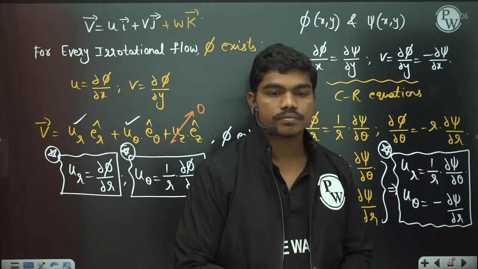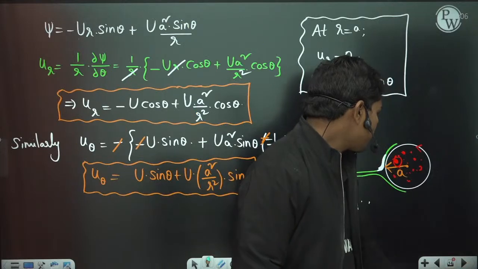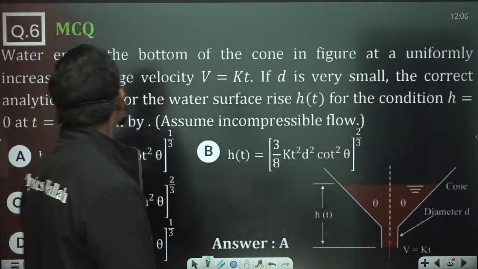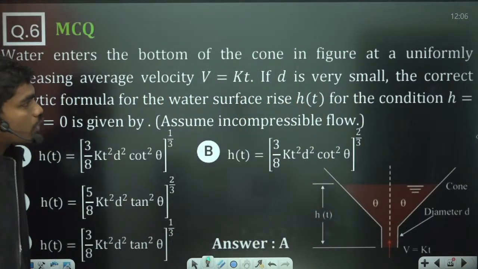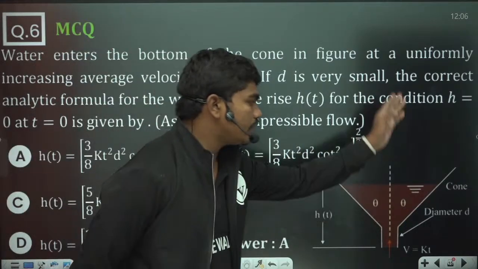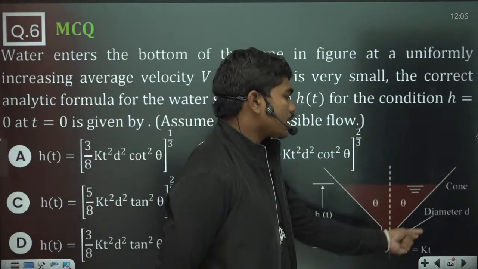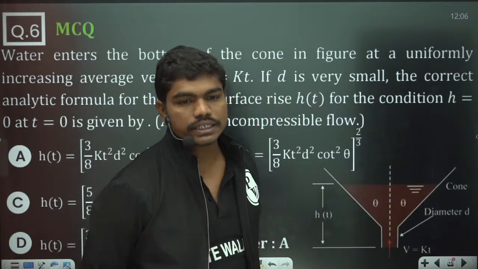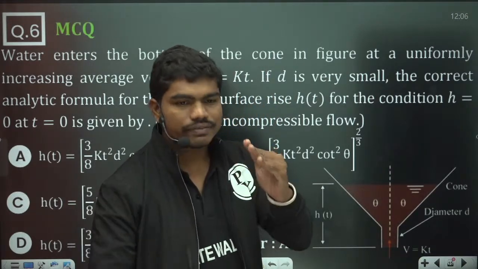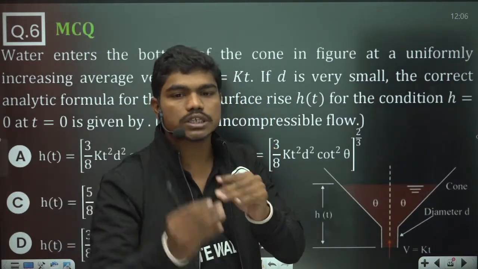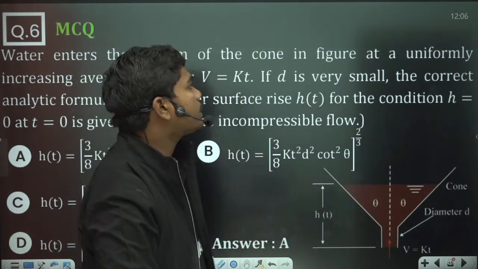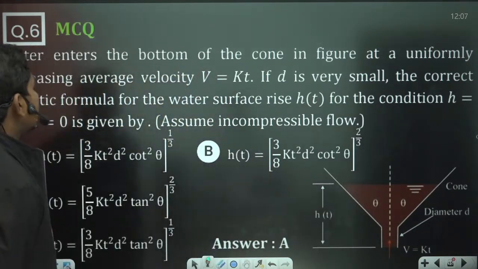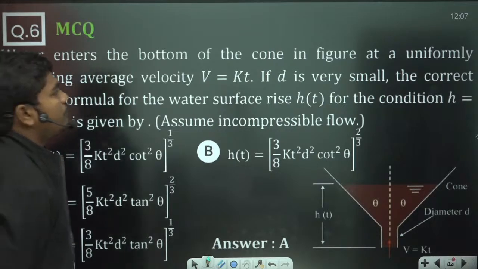So let's go for the next question quickly. If you see, there is a cone. Water enters the bottom of the cone in the figure. There is some small opening of diameter d. Means there is a small hole of diameter d, as if the cone has been slightly cut at the tip so that there is an entry for the fluid. The water enters the cone in the figure at a uniformly increasing average velocity v equal to kt.